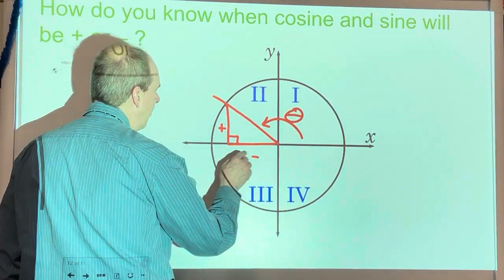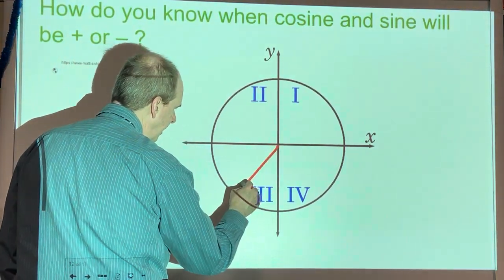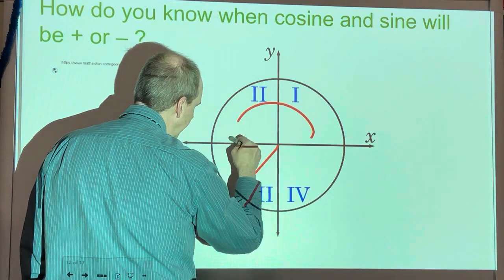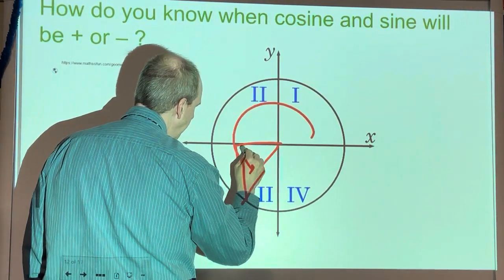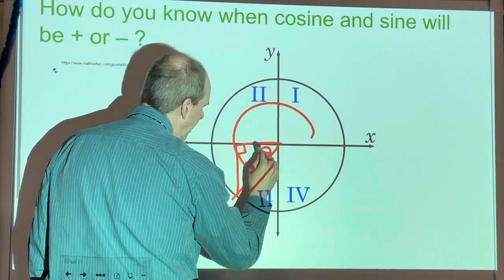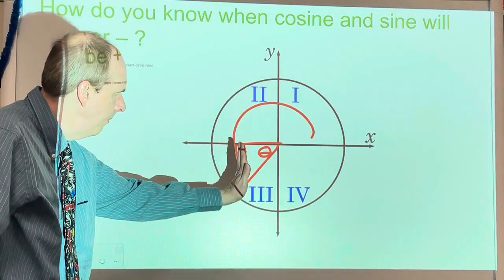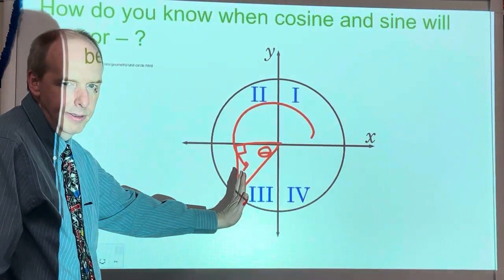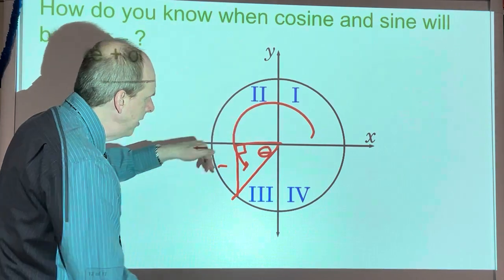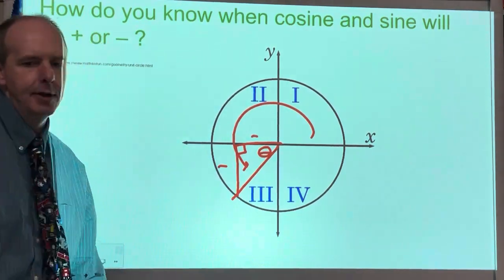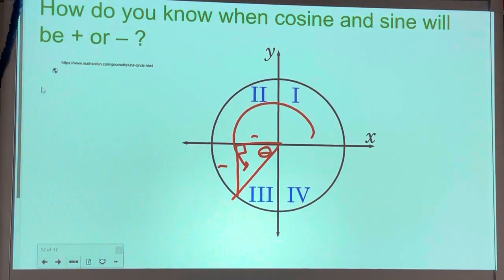And the same thing would hold true down in quadrants 3 and 4. If I go here for my angle, well, it gives me a right triangle. There's my angle, my reference angle. What do you know about y? Well, it's down below. It's negative. What do you know about x? Well, it's to the left. It's negative. So think about which functions will be positive and negative in those quadrants.